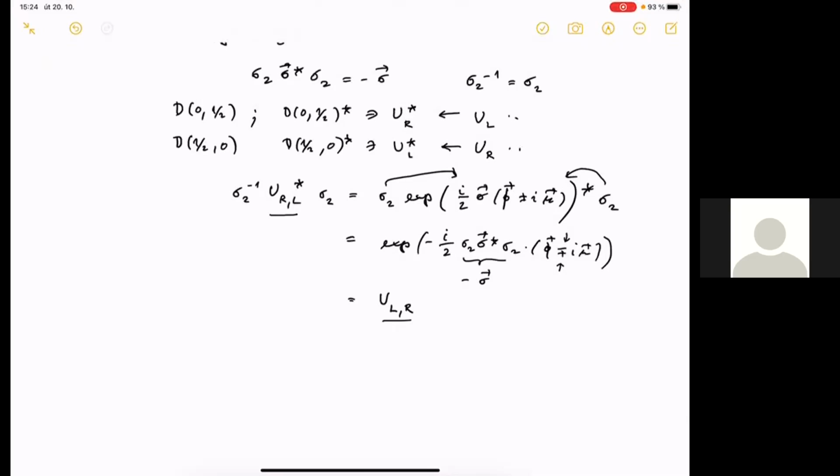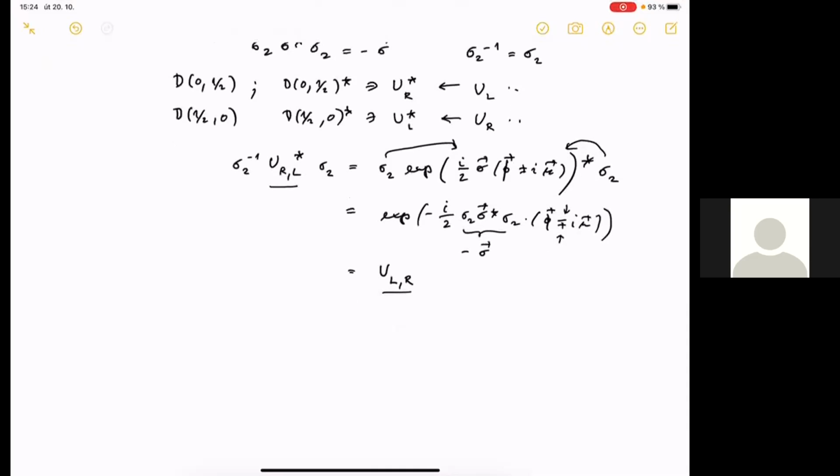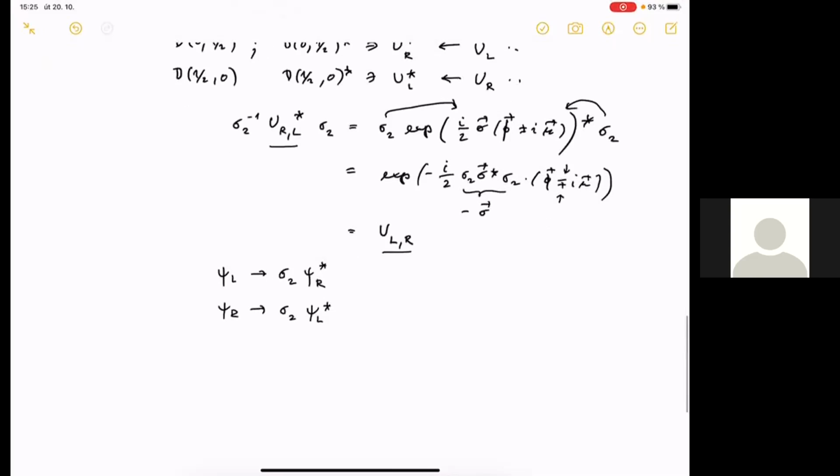So in all formulas for the vectors and scalars we have so far, we can simply exchange the left-handed spinor by sigma 2 times the right-handed spinor complex conjugated, and vice versa, the right-handed spinor we can replace by sigma 2 times the left-handed spinor complex conjugated. And all the formulas for the invariants will be again invariant.